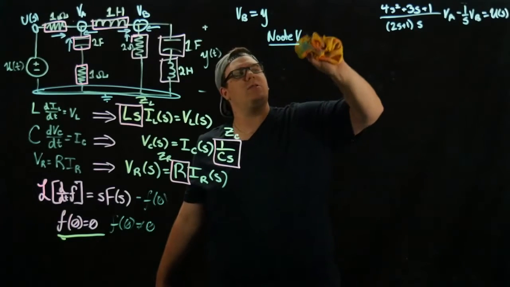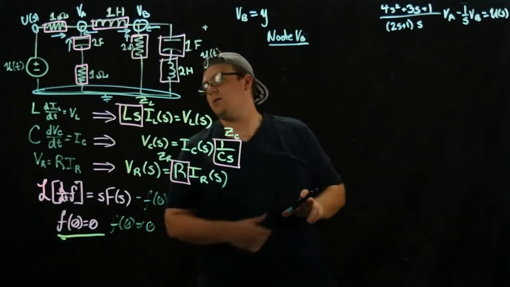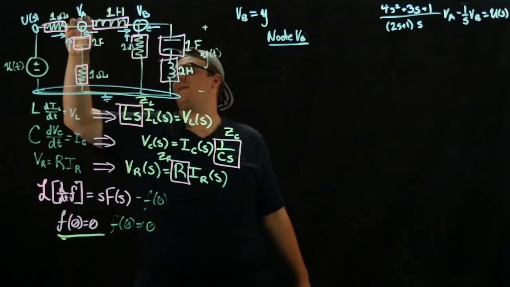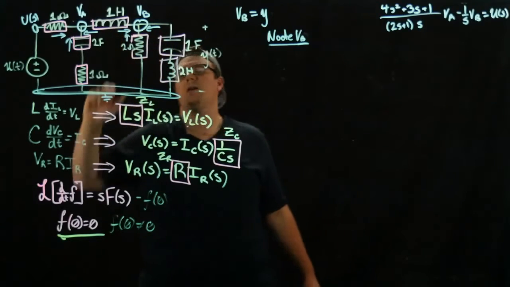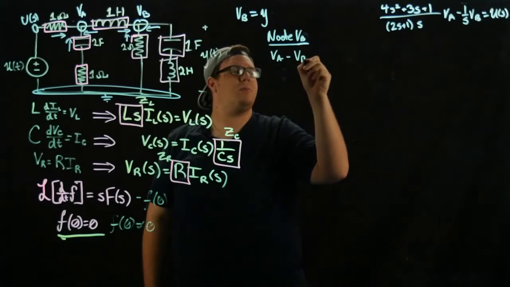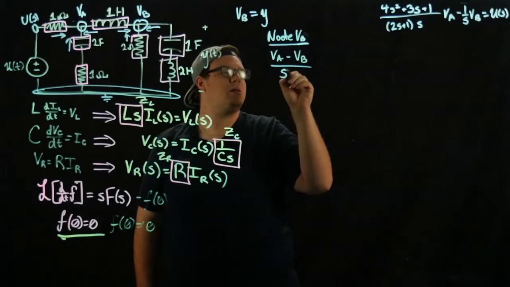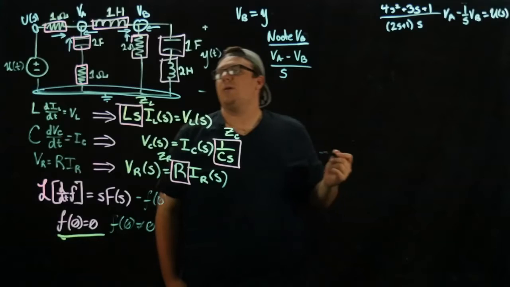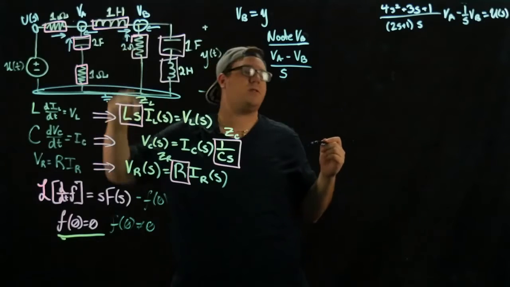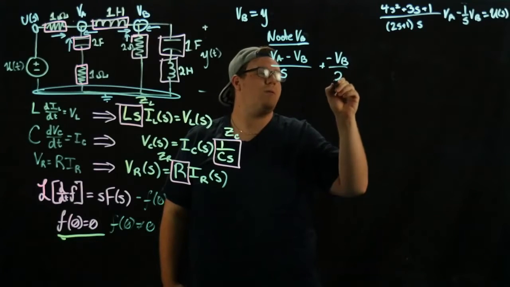So now we're going to look at node VB here. So looking at node VB, we're going to do nodal analysis again. So we have VA minus VB all divided by s. So then we have this current here, which is 0 minus VB over 2. We get minus VB all over 2.